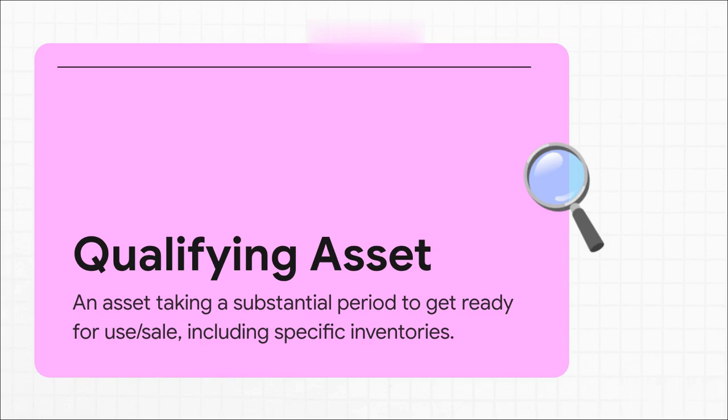Under paragraph 3 of AS16, a qualifying asset is one that necessarily takes a, quote, substantial period of time to get ready for its intended use or sale. This even explicitly includes inventories that need substantial time to become saleable. If it doesn't take substantial time, it absolutely does not qualify for interest capitalization. Keep that locked in your mind.